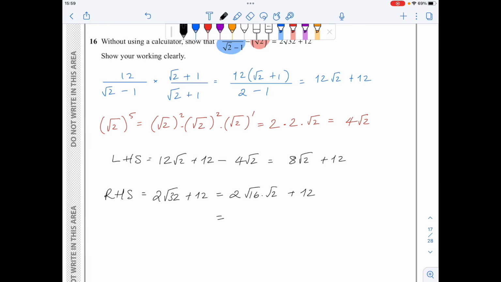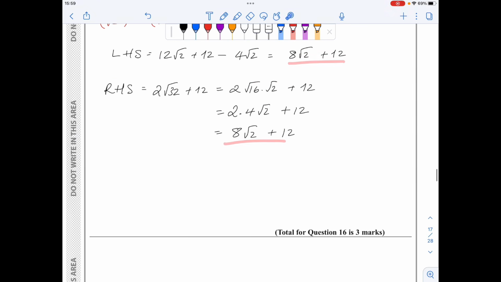Now the square root of 16 is 4. So I've got 2 times 4 square root of 2 plus 12, which is 8 square root of 2 plus 12. And note that the left-hand side is equal to the right-hand side. Let's write this down. LHS equals RHS as required.